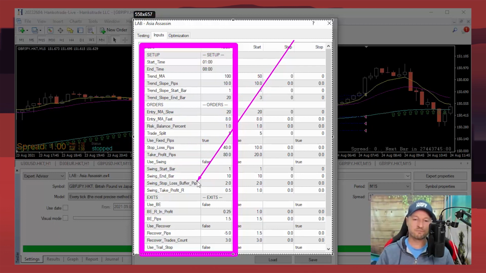So this is a bit of a buffer on that swing low. If it's a low, it's going to be the lowest point. You might want to buffer on that lowest point, because if price goes there to test it, you might want a buffer of a few pips just to keep you in the game.